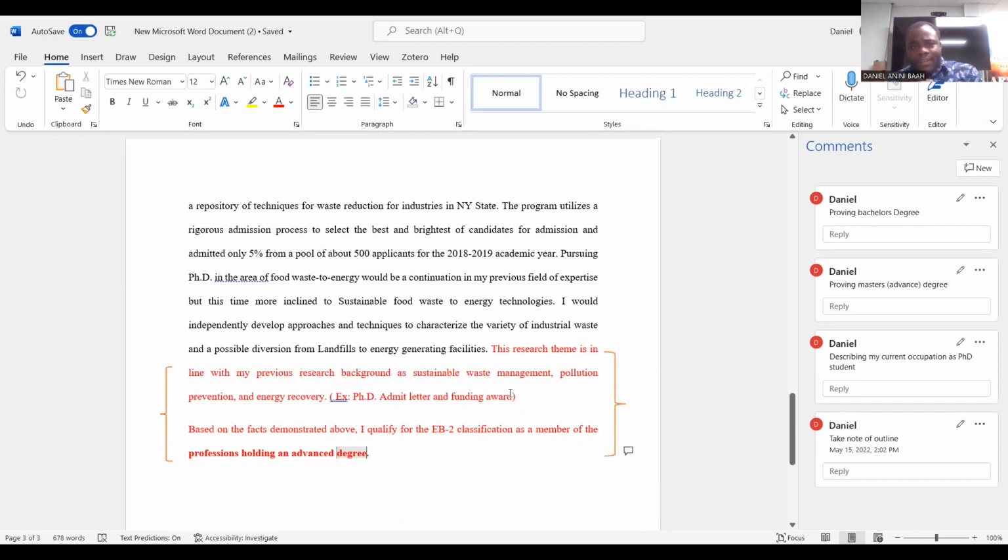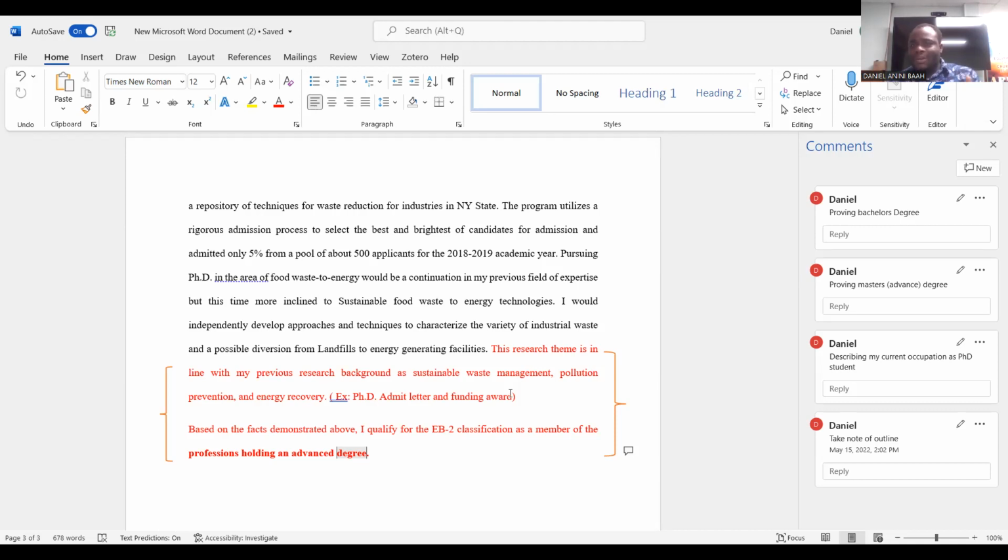Now, I would independently develop approaches and techniques to characterize the variety of industrial waste and a possible diversion from landfills to energy generating facilities. Now, this research team is in line with my previous research. Yes, he has repeated this statement again, with previous research background as sustainable waste management, pollution prevention, and energy recovery. Exhibit, PhD admit letter, and funding award. So the same exhibit, he has reinserted it here again. It doesn't hurt to still reaffirm an exhibit. So you see how he did it.